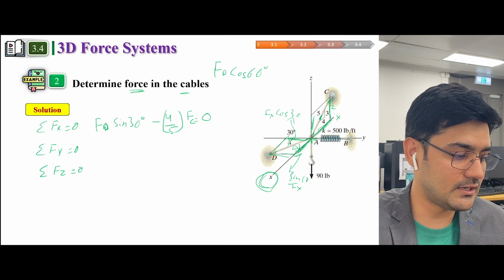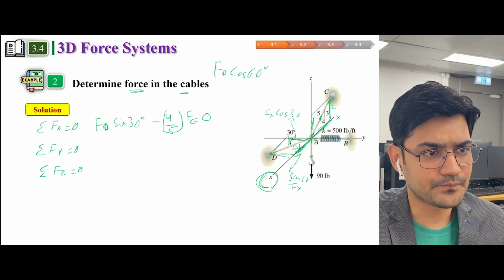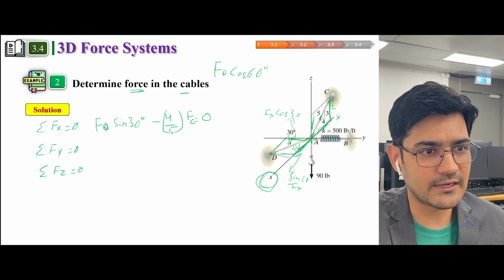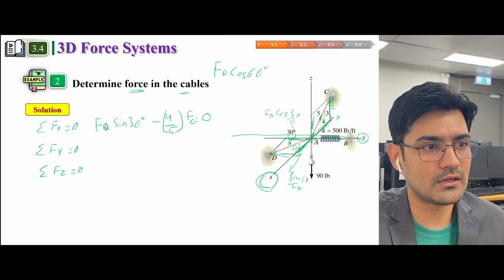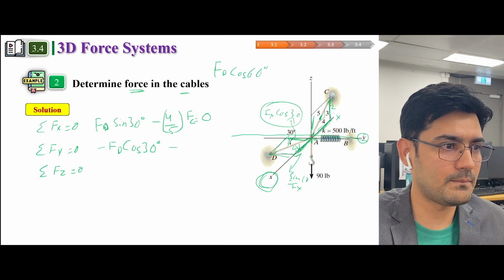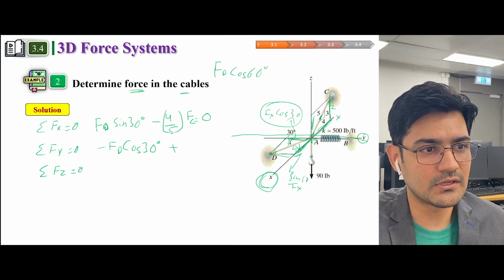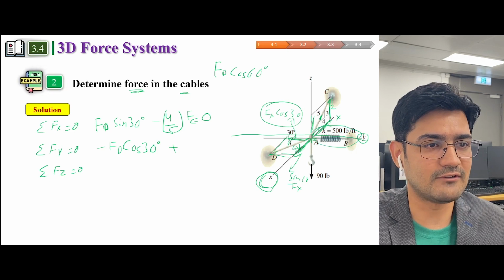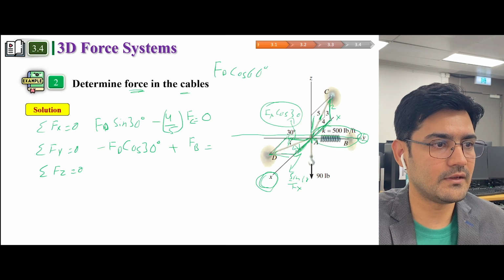Now, similarly, let's figure out how many components are acting on the y-axis. So this is a y-axis, right? So we have this force, which is minus fd cos of 30 degree, plus we have another component, which is this one, which is acting on the y direction. So this would be f of b is equal to 0.